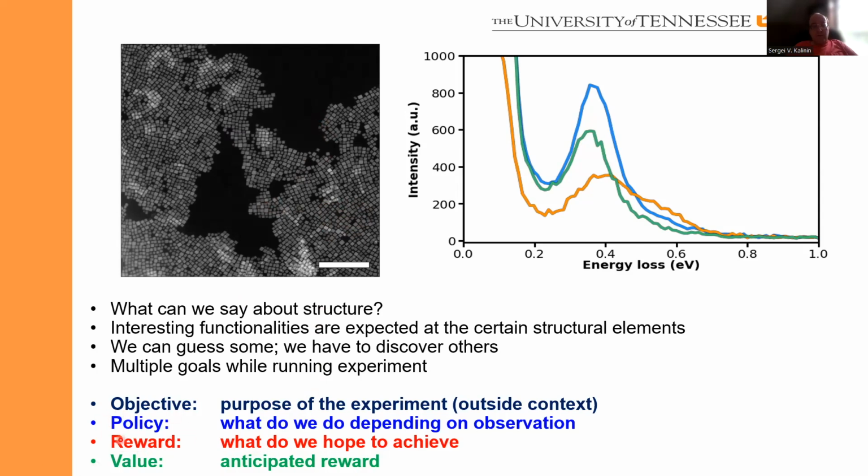The final concept that we want to introduce is policy. Policy basically means what we are going to do dependent on observation. So if I observe this type of particle structure, what do I do? Do I perform the yield measurement, or do I go to a different location? For those of you who are familiar with machine learning, this language would be very reminiscent of reinforcement learning, and that's exactly where it comes from.